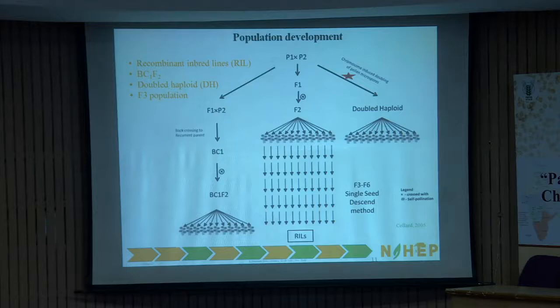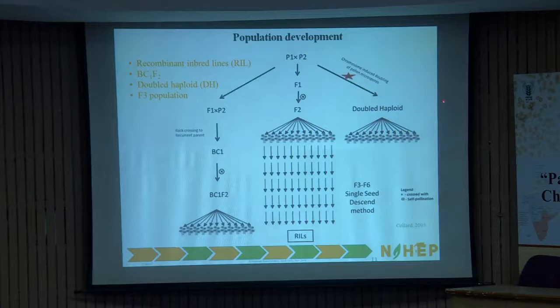So we have RILs, recombinant inbred lines. From F2, you will go using the single seed descent method. You will go from here until F6, and you will get the RILs. And for BC1, from F1, you go for one backcross, and you just self it. Then you will get BC1F2. We also call it BILs, backcross inbred lines.